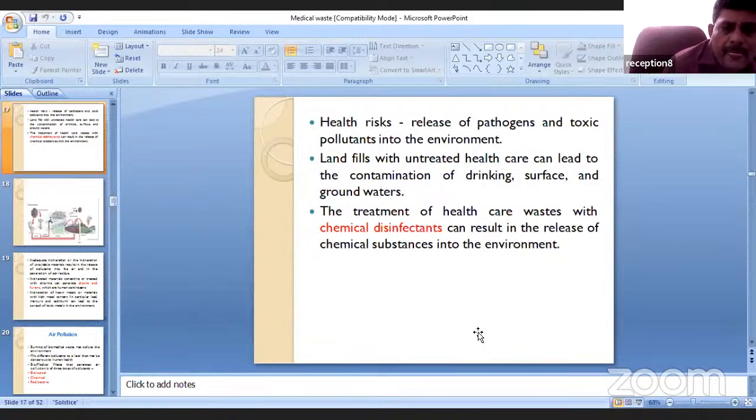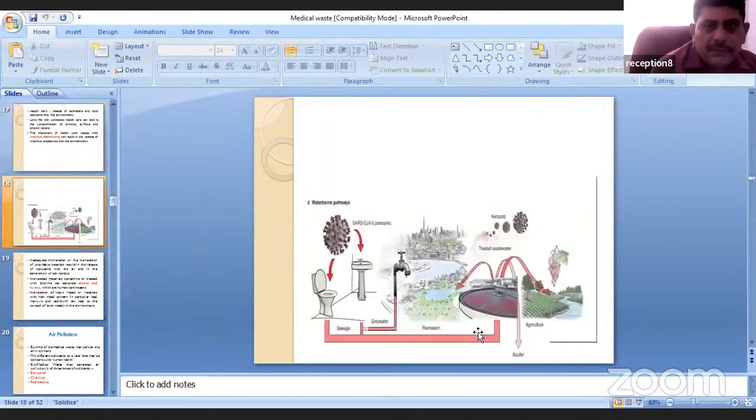Also, when we do improper treatment of waste material, it adds some unwanted chemicals into the environment, especially when we use high concentrations of chemical disinfectant, which may also disturb much of our ecosystem.